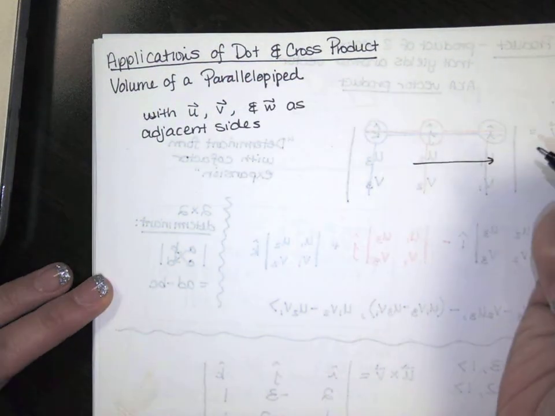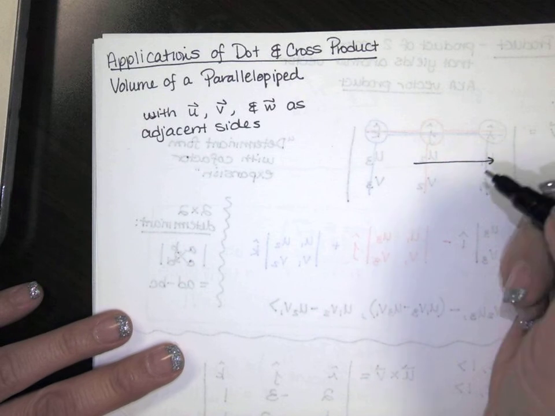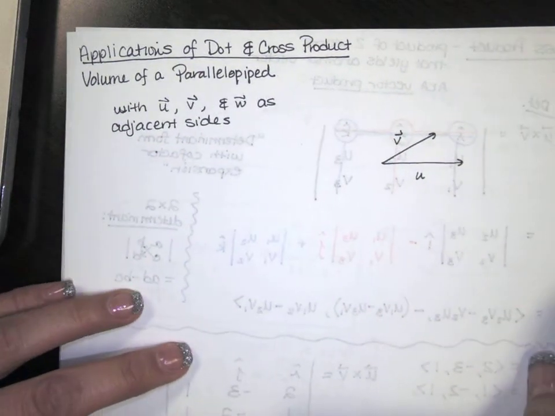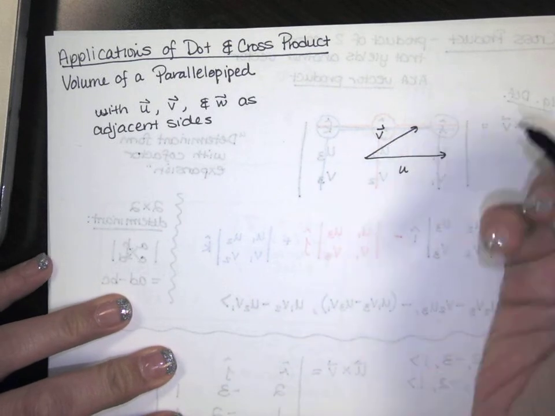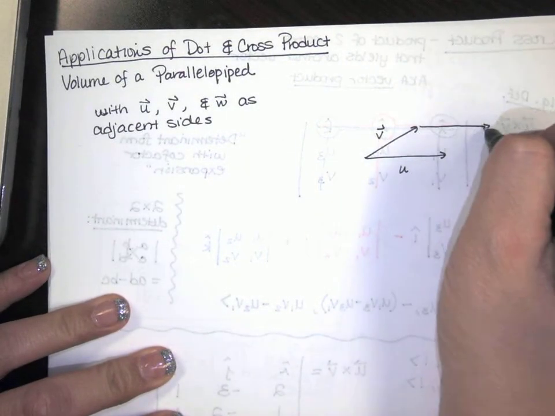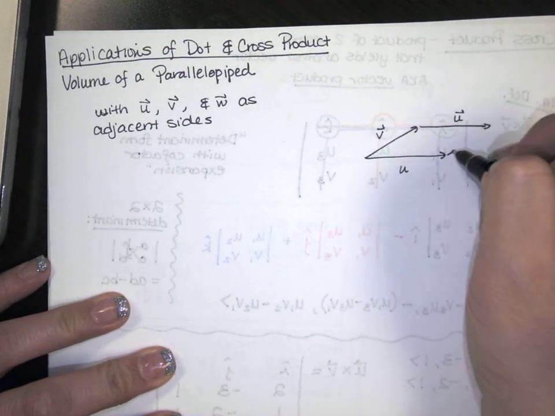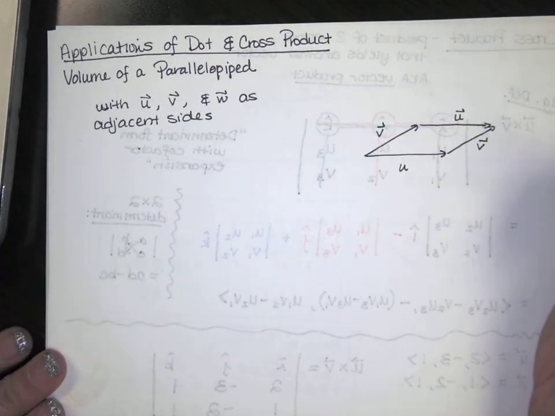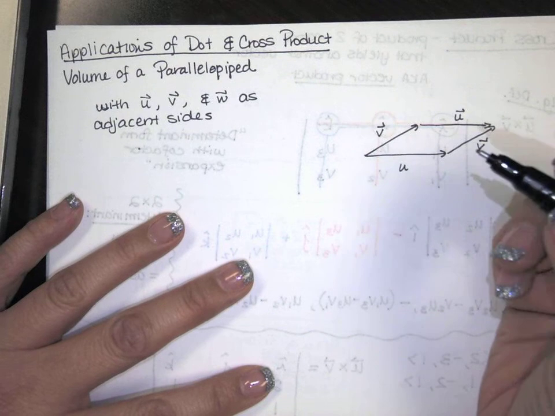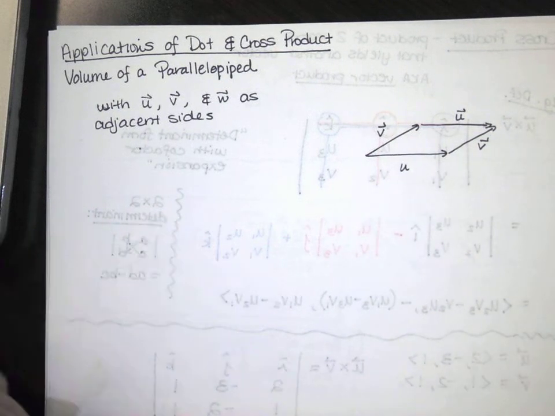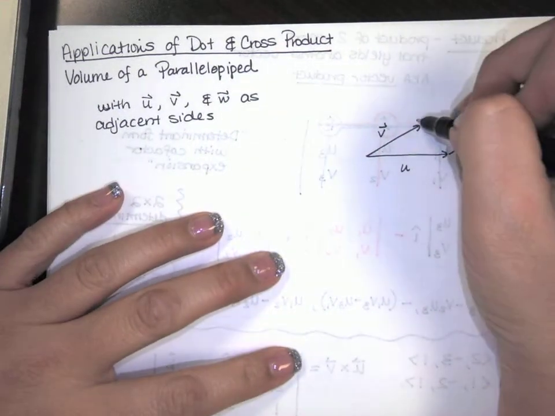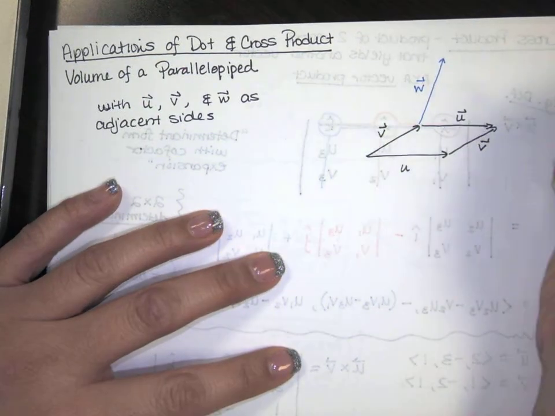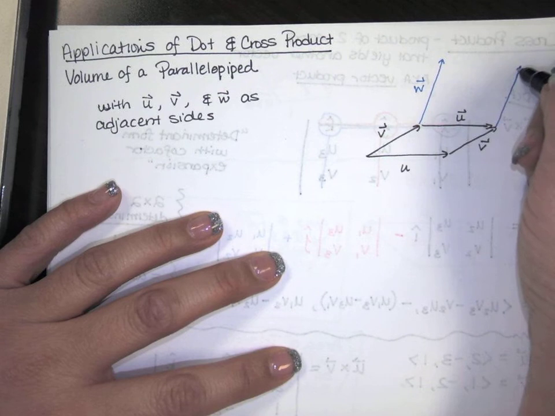So here's my vector u, and maybe this is my vector v. And then together, these two form the base. So u is back here again, and v is over here. So this is the base of my parallelepiped. And then w is some third vector, and it forms that third side. So there's w, and parallel to that I should see another w.